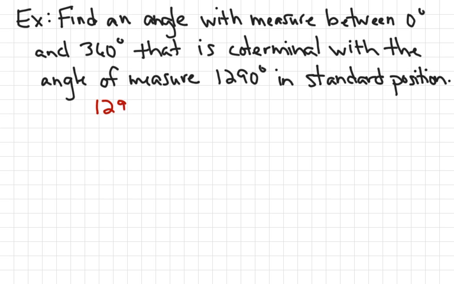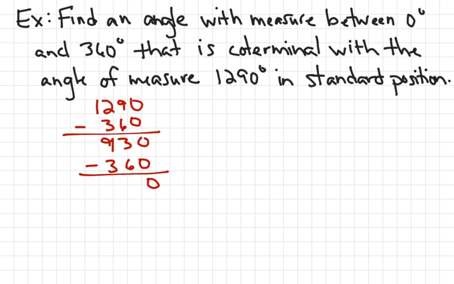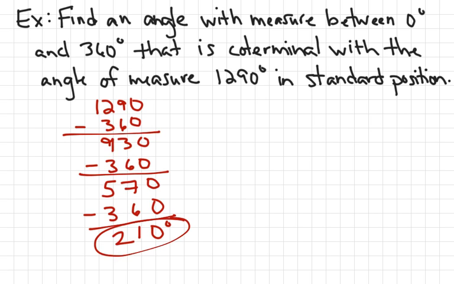The easiest way to do it is to just subtract 360. Now, I'm writing it here. However, you would just do this in your calculator until you got an answer that was between 0 and 360. So I subtract 360 once, I'm at 930. I'm still too big, so I'm going to do it again. Now I'm at 570. I'm still too big, so I'm going to do it again. And this is where I end up, 210 degrees.